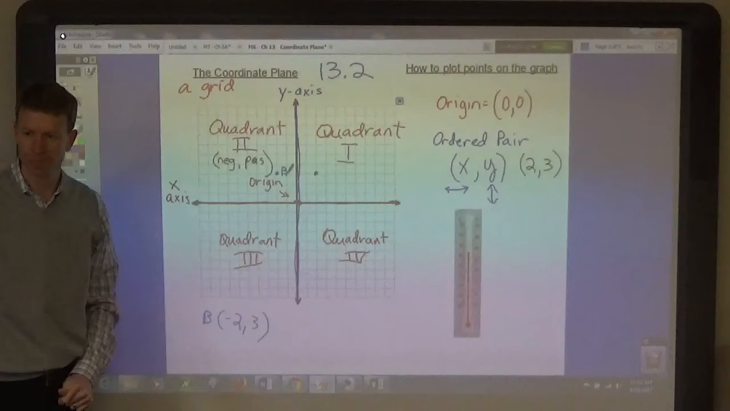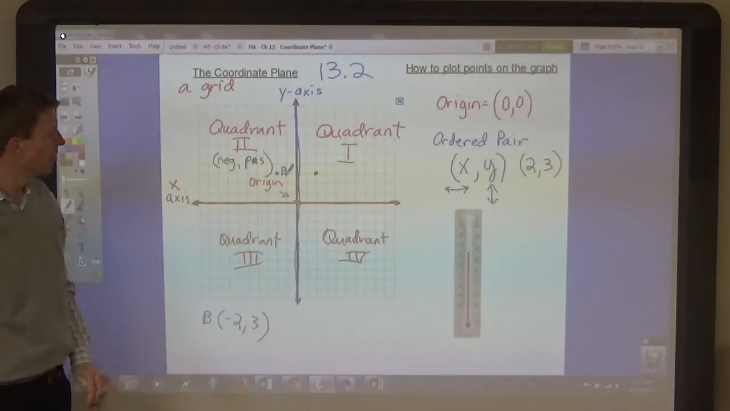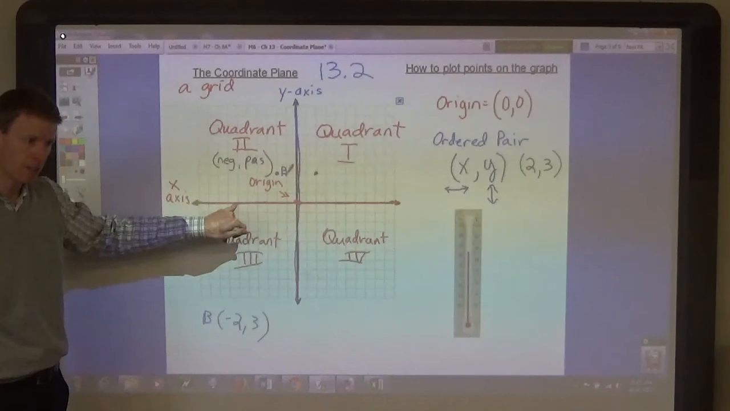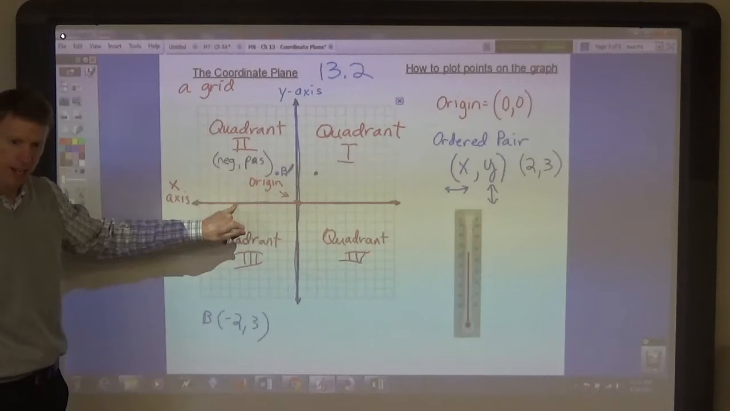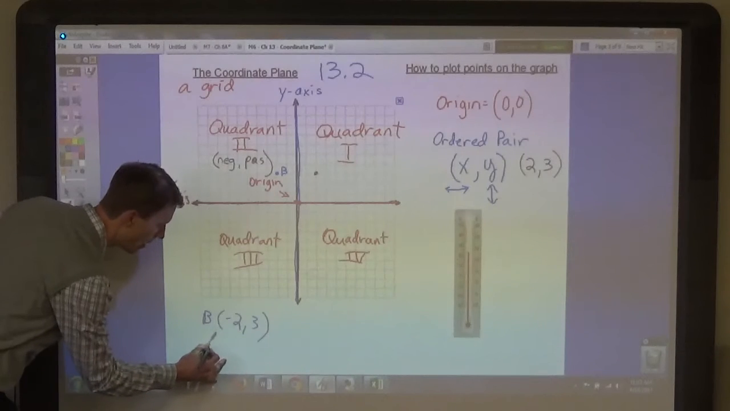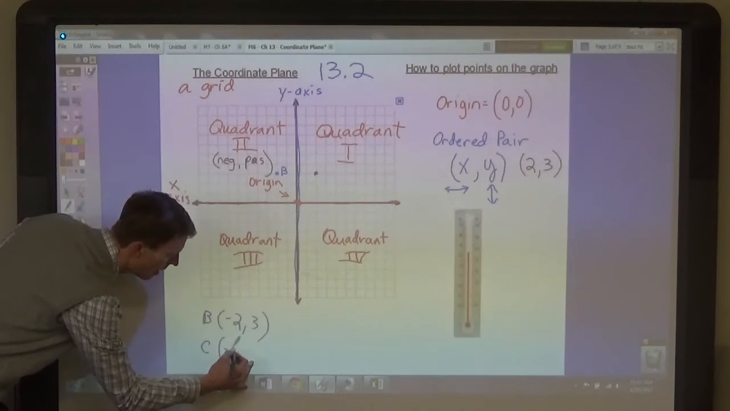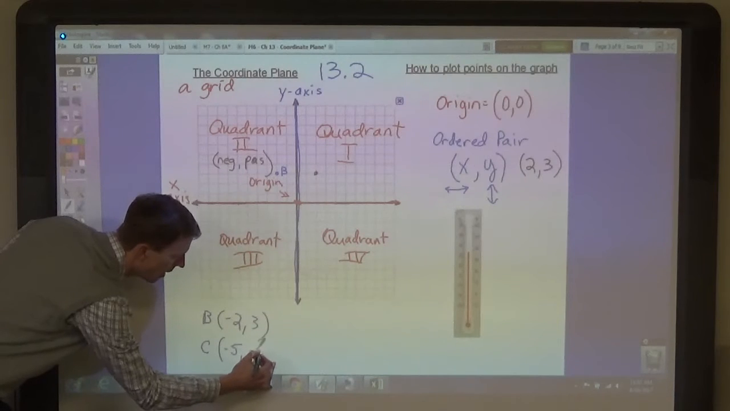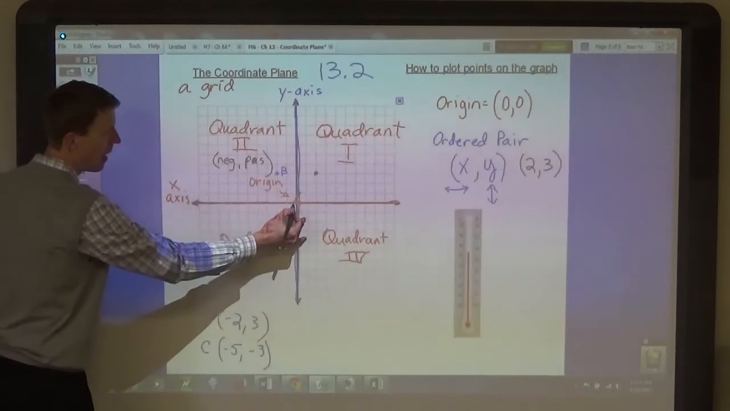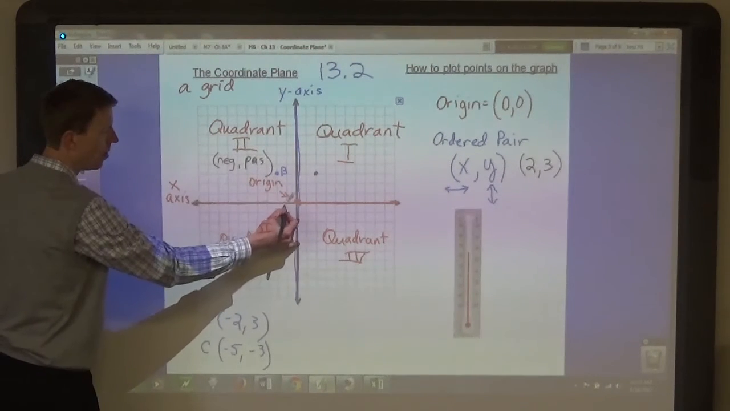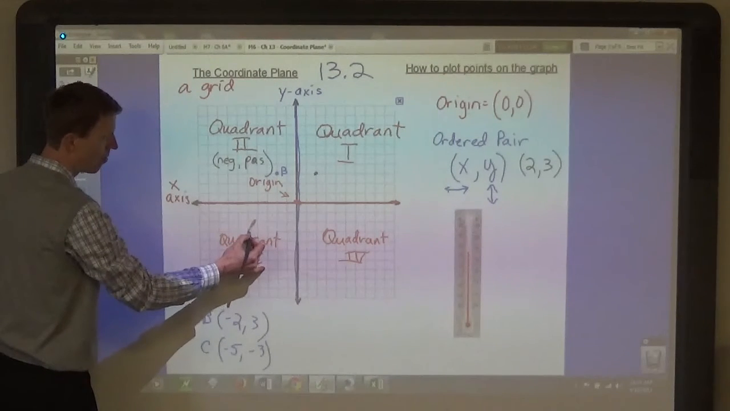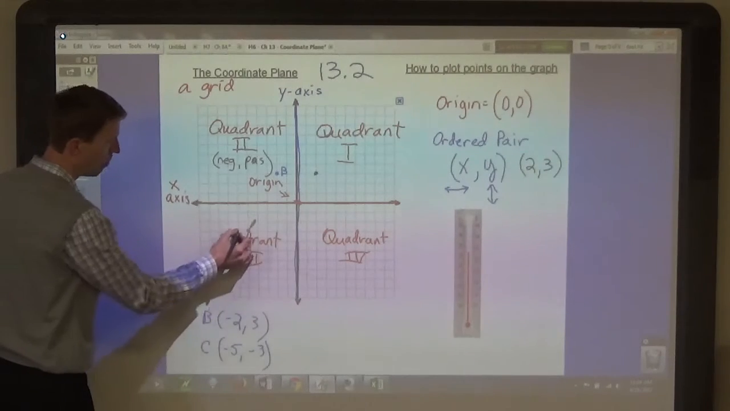Any questions on that? Then it's quadrant 3. Now we would go to the left first, so a negative number, followed by another negative number. So let's say that we had to graph point C, and it was negative 5, negative 3. We would go over to the left 5, 1, 2, 3, 4, 5, and then down 3, 1, 2, 3, and label it point C.